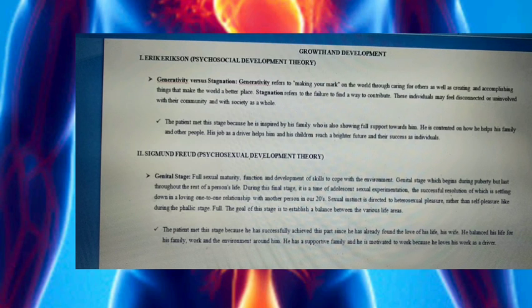The genital stage begins during puberty but lasts throughout the rest of a person's life. During this stage, it is a time of adolescent sexual experimentation, the successful resolution of which is settling down in a loving one-to-one relationship with another person in our 20s. Sexual instinct is directed to heterosexual pleasure rather than self-pleasure, like during the phallic stage. The goal of this stage is to establish a balance between the various life areas.